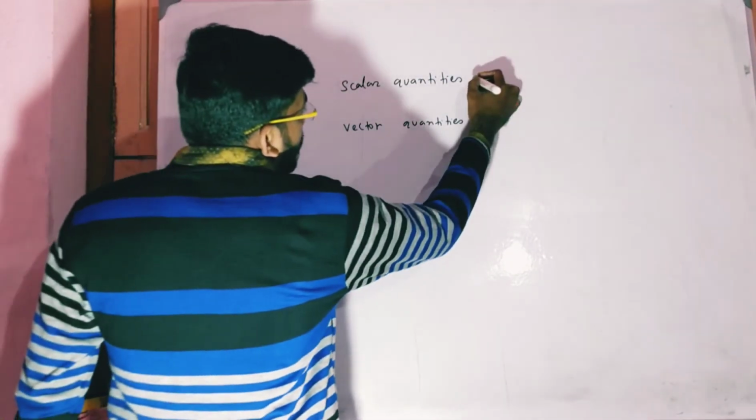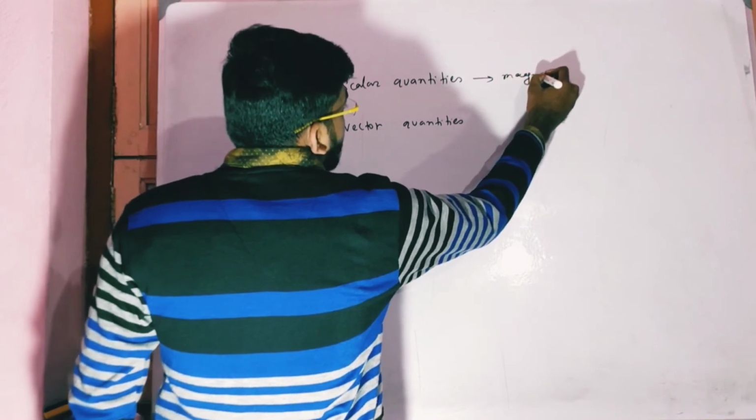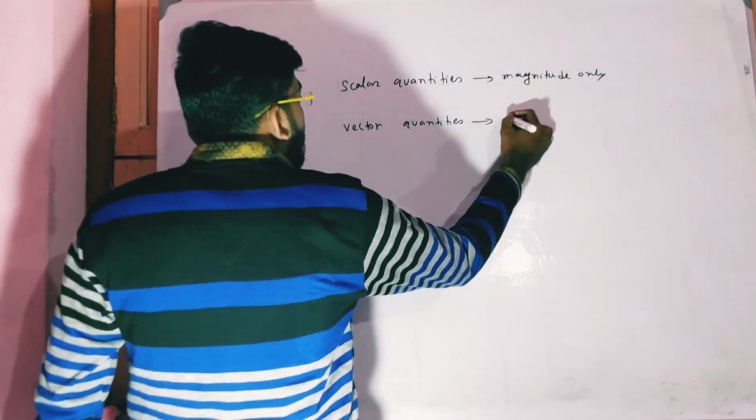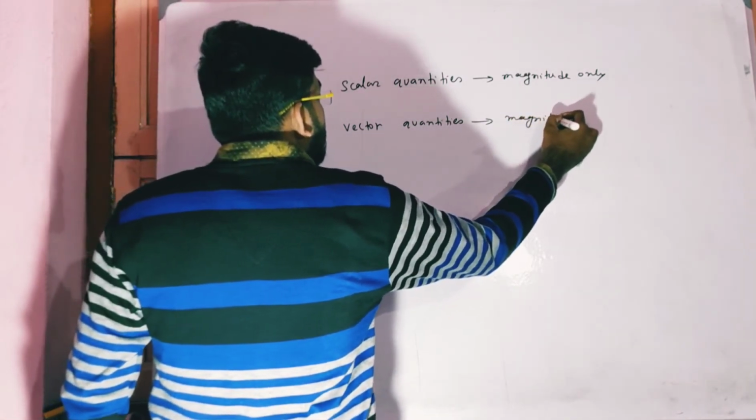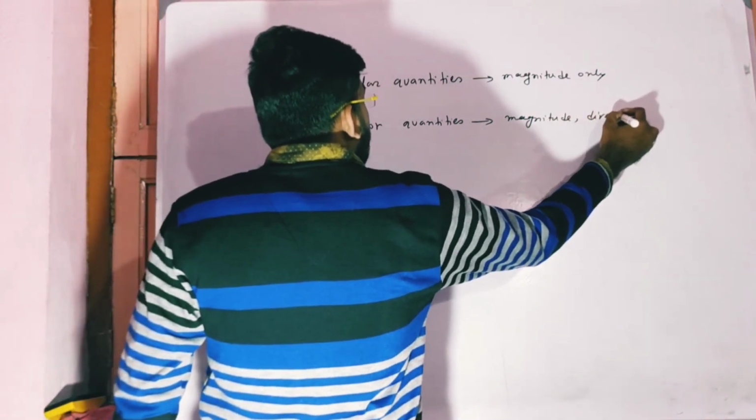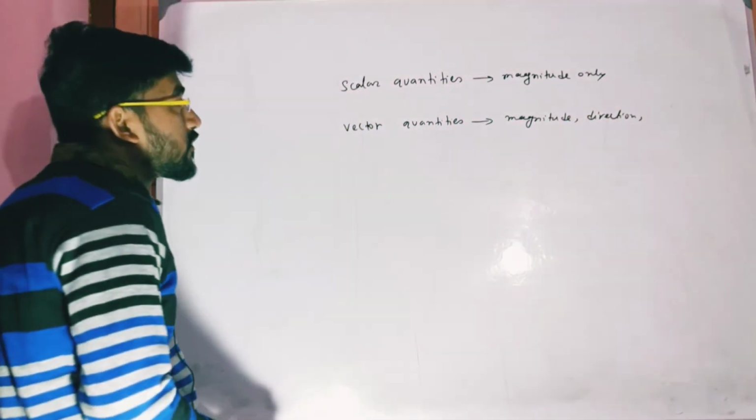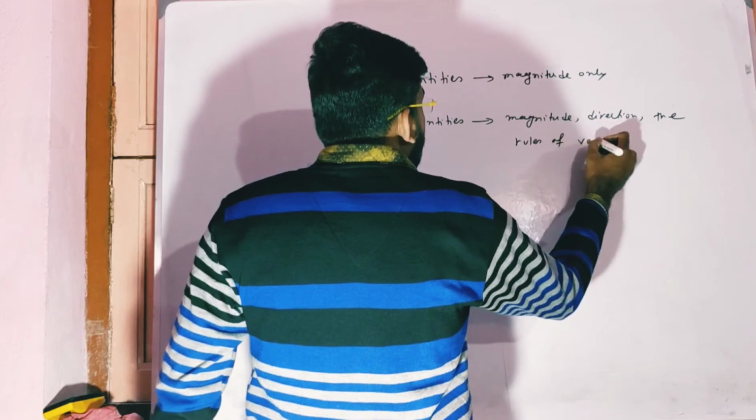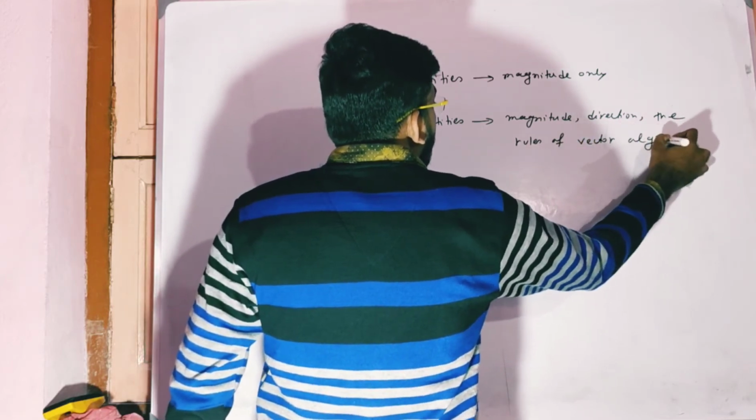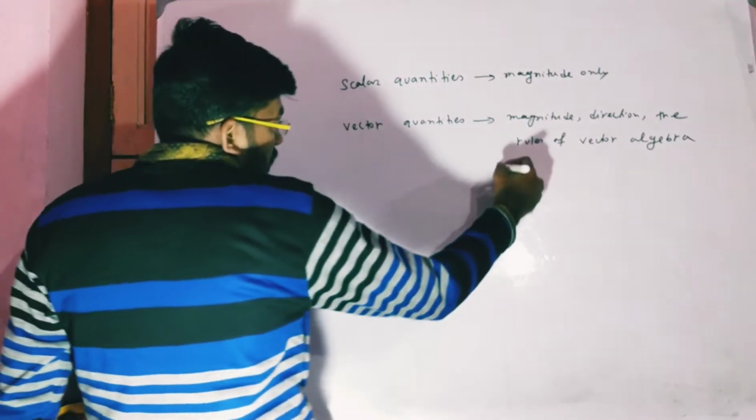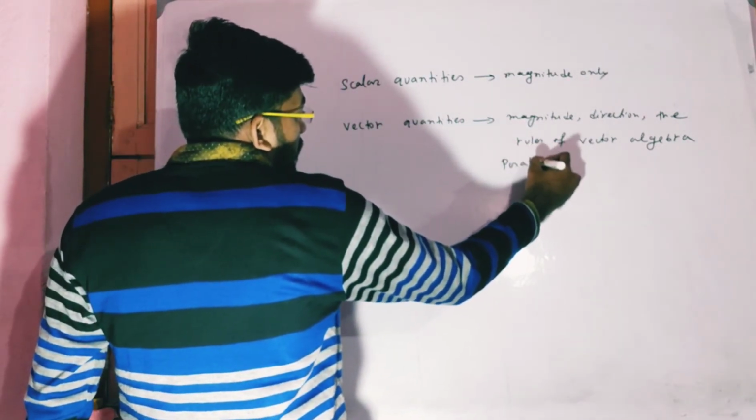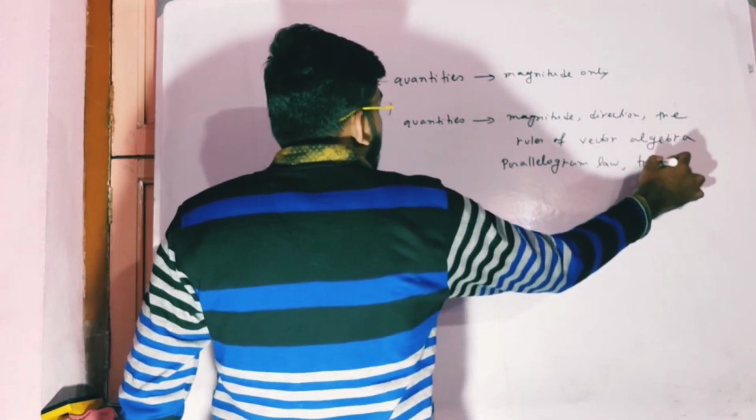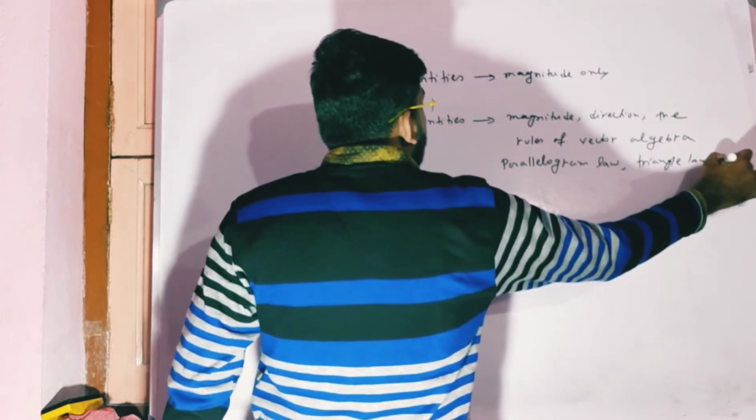The scalar quantities have magnitude only, whereas vector quantities have magnitude, direction, as well as they follow the rules of vector algebra, like parallelogram law, triangle law, etc.